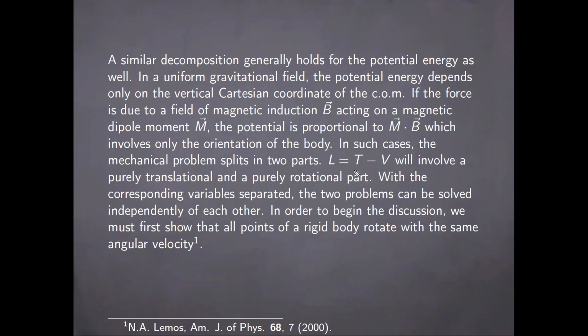The Lagrangian, which is just the difference between the kinetic and potential energy, will involve a purely translational and a purely rotational part. With the corresponding variables separated, the two problems can be solved independently of each other.